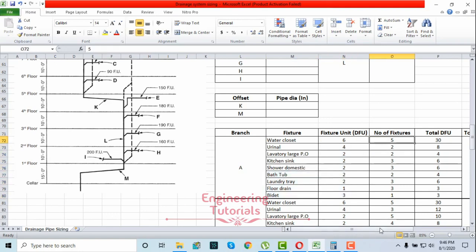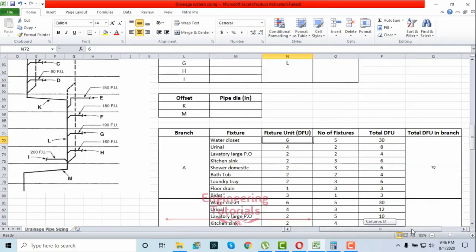And then the number of fixtures given in branch A for water closet is 5. Urinal we have 2, and lavatory we have 2. So you need to multiply the number of fixtures with the individual drainage fixture unit value, and you will get the total drainage fixture unit value for the water closet in branch A. So the total drainage fixture unit value given for branch A will be the sum of all these fixtures. So 30 for the water closet, 8 for the urinals.